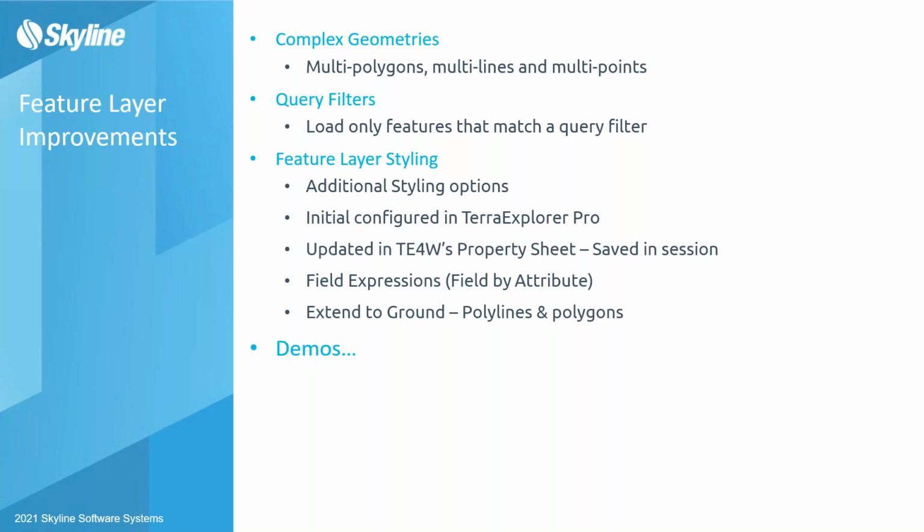styling that were done in Terra Explorer Desktop prior to publishing. I can now change that on the Terra Explorer for Web itself, and it's even saved in the session. So next time I refresh my project, changes that I did on my client side will be saved there. Not saved on the server, but on my client side, I can change the original styling that was done by Terra Explorer Pro and apply them in Terra Explorer for Web. And that includes, for example, field expressions like field by attributes, extend to ground, and so on.